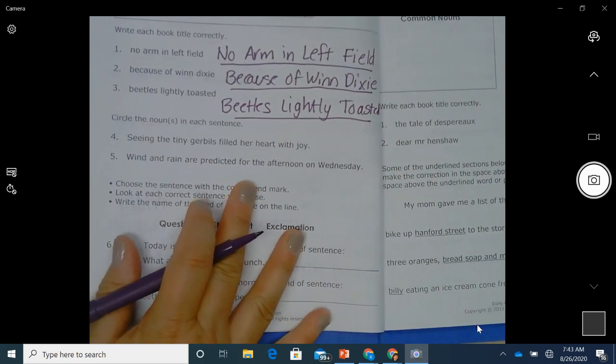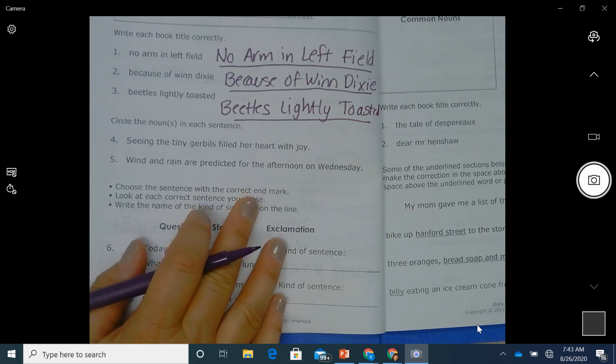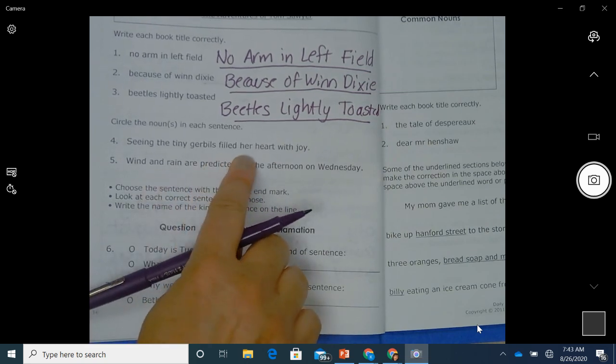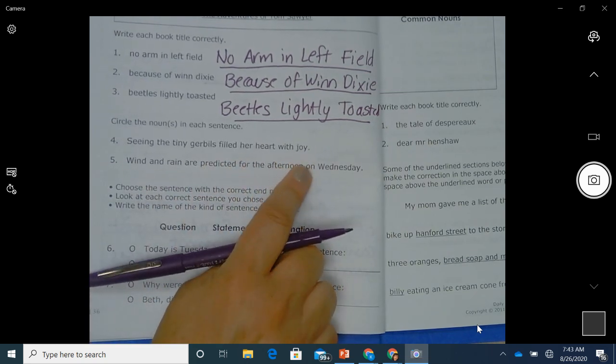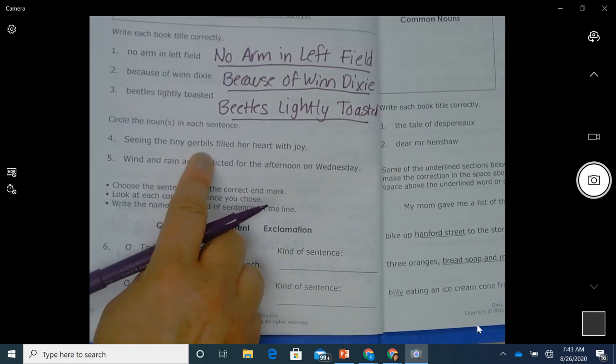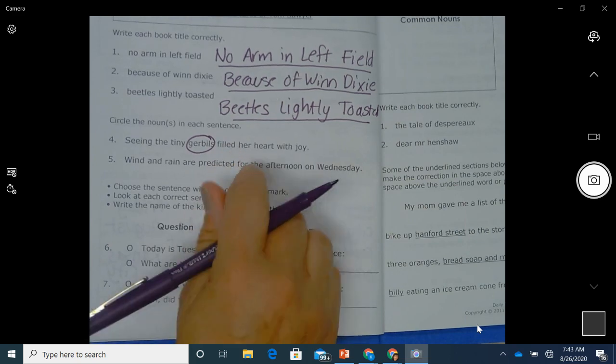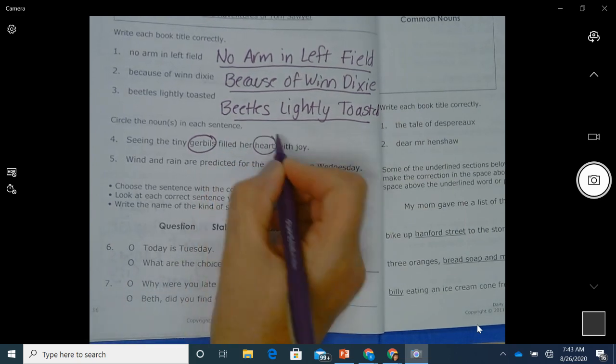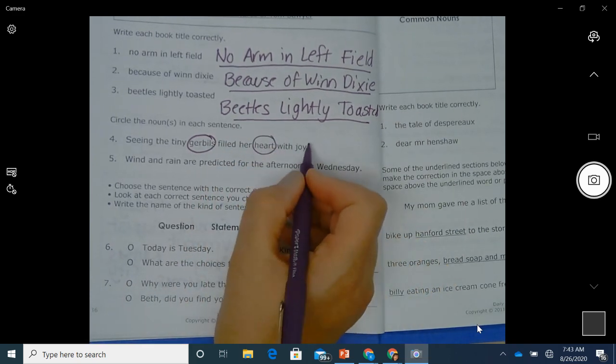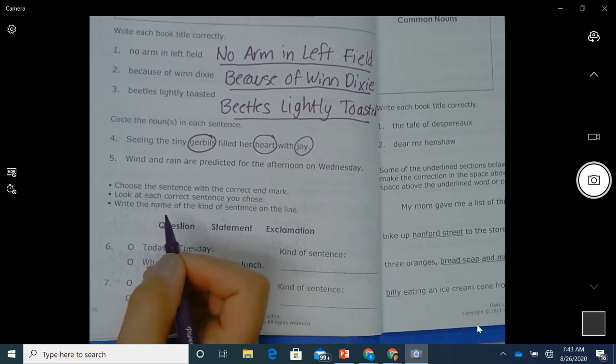Okay, now it says a review. Circle the nouns in each sentence. Seeing the tiny gerbils filled her heart with joy. So tiny is describing gerbils, and gerbils is the noun. Filled her heart in this sentence, heart becomes a noun, and joy also becomes the noun.